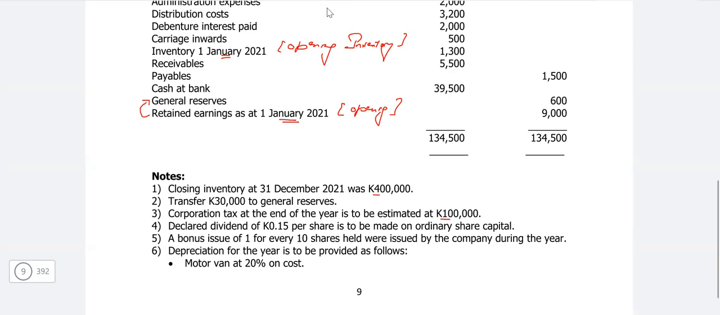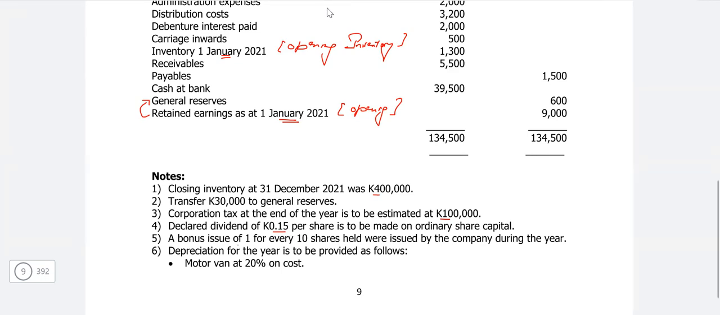Then the dividend declared of 0.15 per share. That is why we needed the number of shares, because obviously we need to calculate the dividend for the statement of changes in equity, and also for the payables balance, because it is the declared dividend. So it is a liability as well.